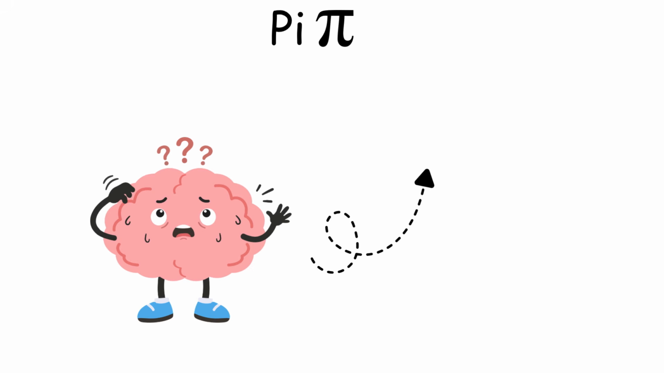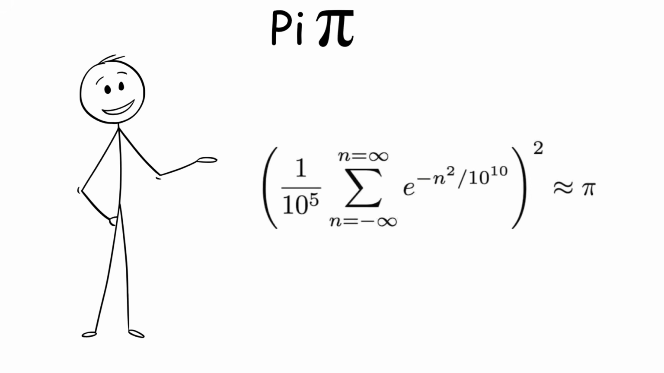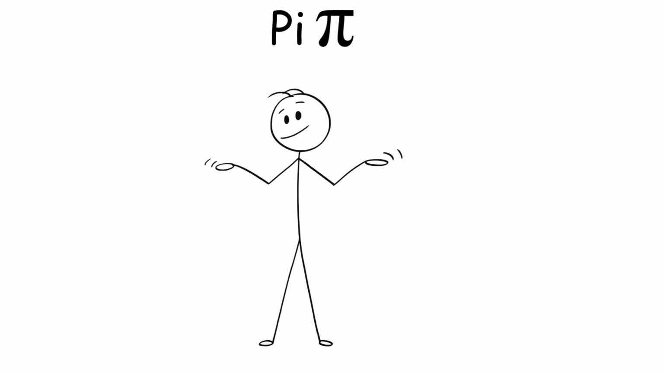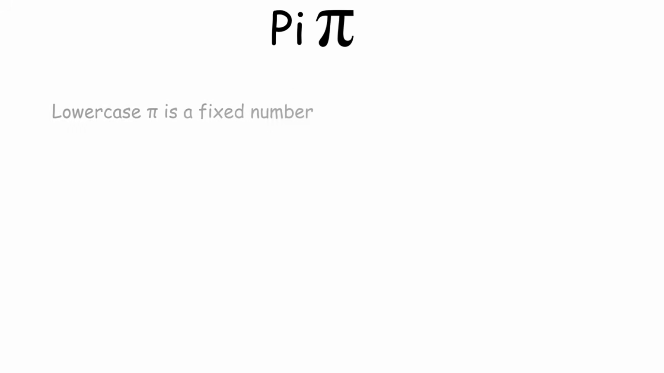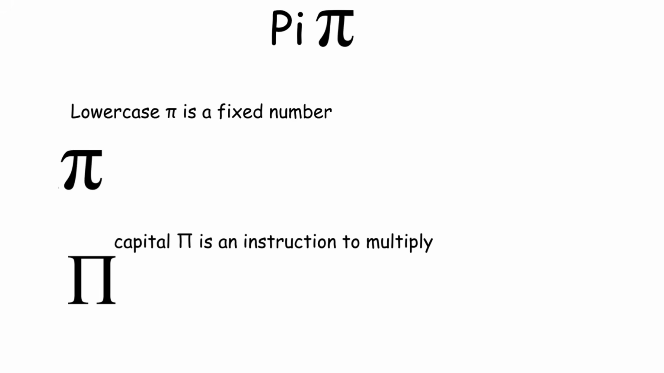The real source of confusion isn't pi itself, which never changes meaning, but its capital sibling, which does something entirely different. It multiplies a sequence of terms together, the same way sigma adds one. Because the two look like the same letter at different sizes, it's easy to assume they're related numerically. They aren't. Lowercase pi is a fixed number, capital Pi is an instruction to multiply, and the only thing they share is the alphabet they came from.